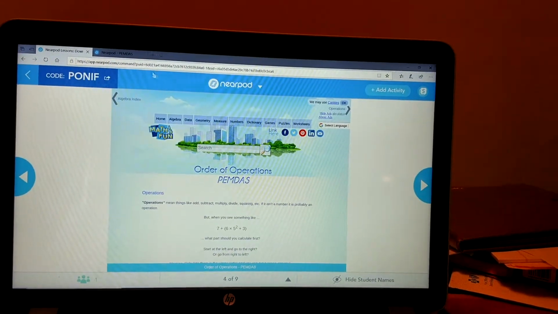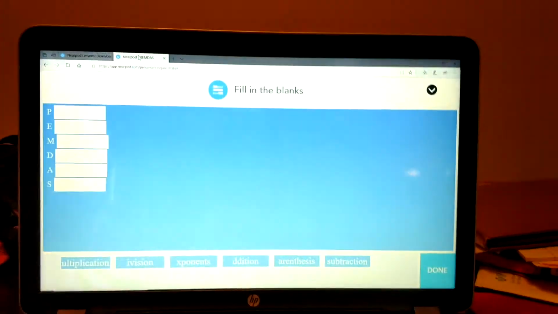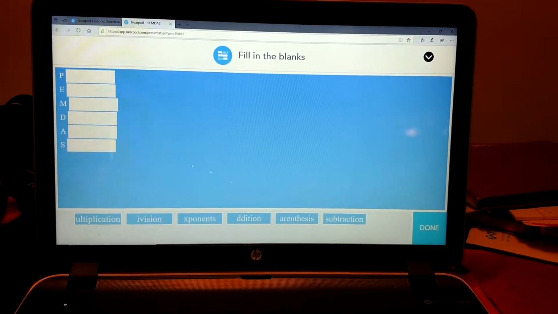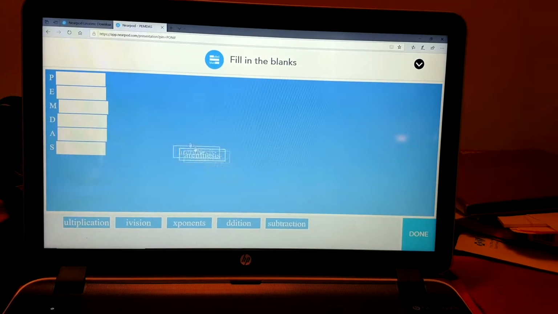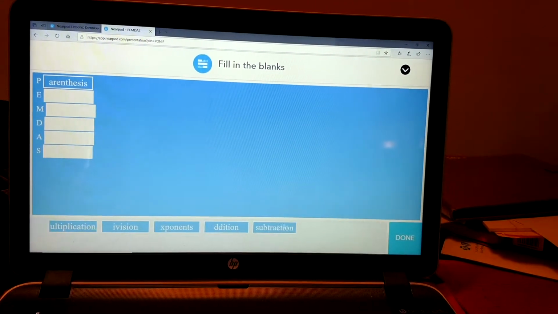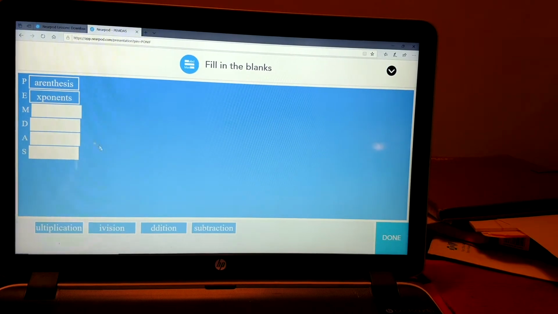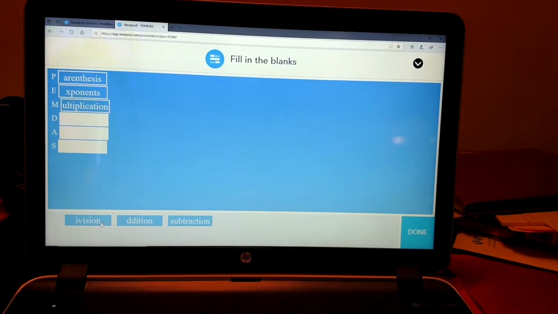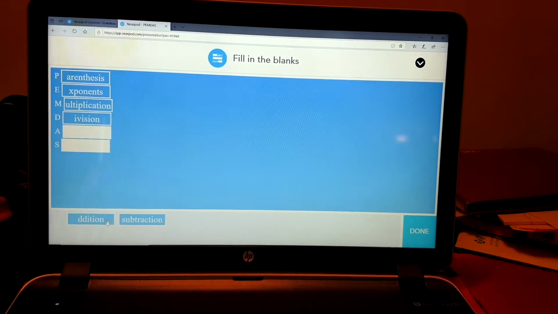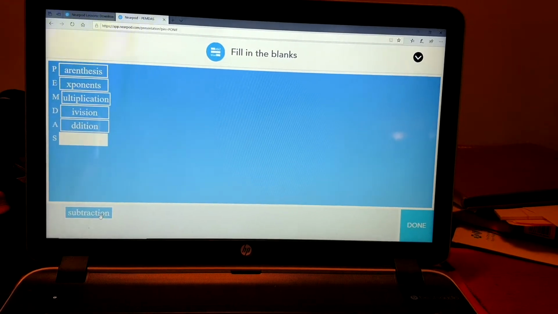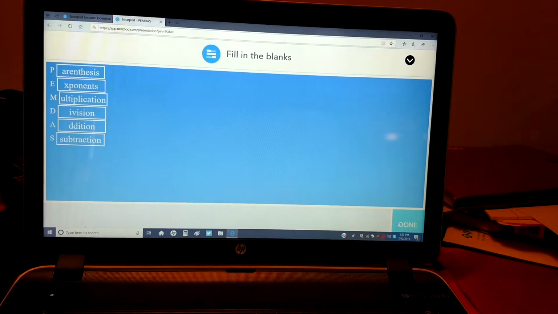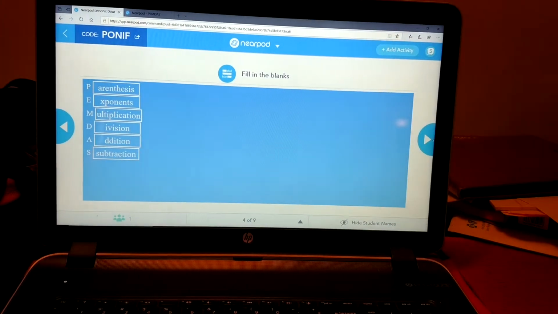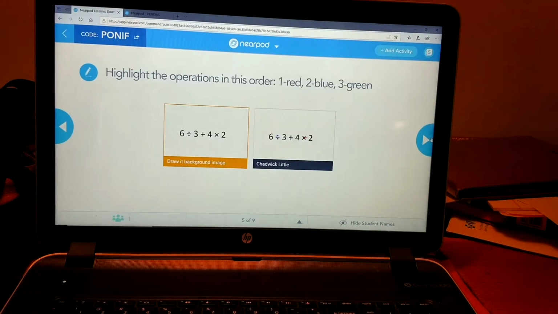The teacher would then click to the next slide, and it shows a fill in the blank activity. Parentheses, exponents, multiplication, division, addition, and subtraction. The student says they're done, and it tells them, good job, you got them all correct. The teacher sees that and moves on to the next one.